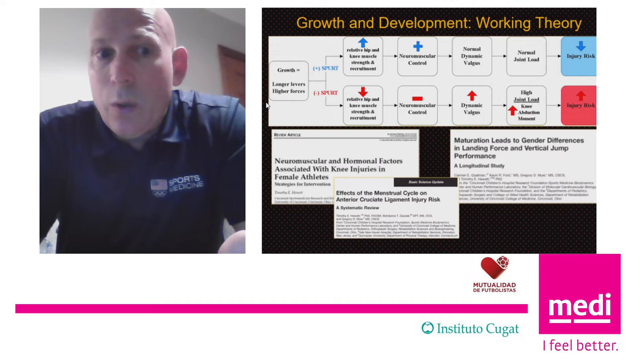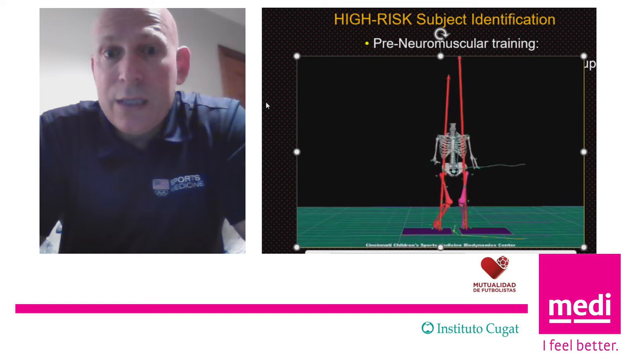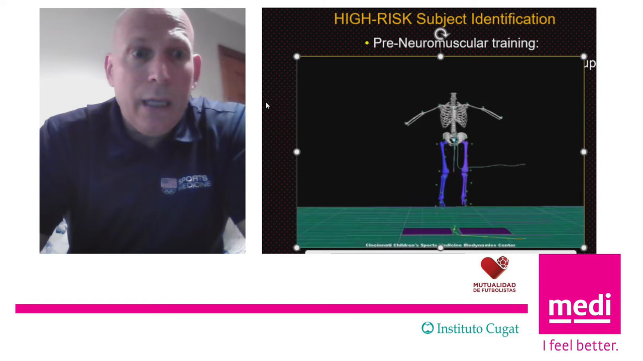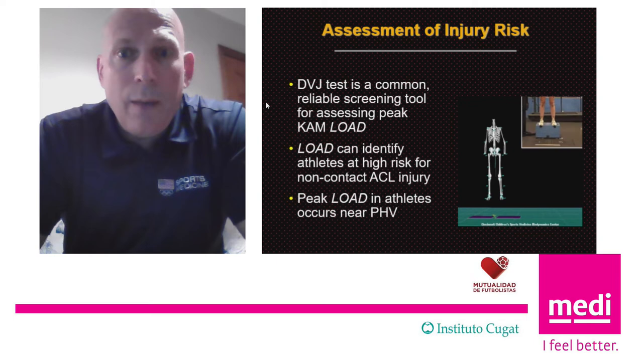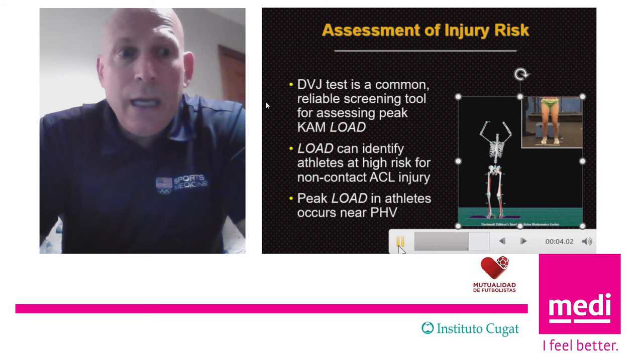So what we've been doing for some time is identifying these young females who are at increased risk using 3D biomechanics. When her tibia and femur go red, they're above the threshold of increased load and increased risk. So what we do is we use this drop vertical jump test, and we do side-by-side studies of 3D biomechanics and then simple 2D video. And what we can do is then identify athletes and risk stratify those at a higher risk so that we can target training.